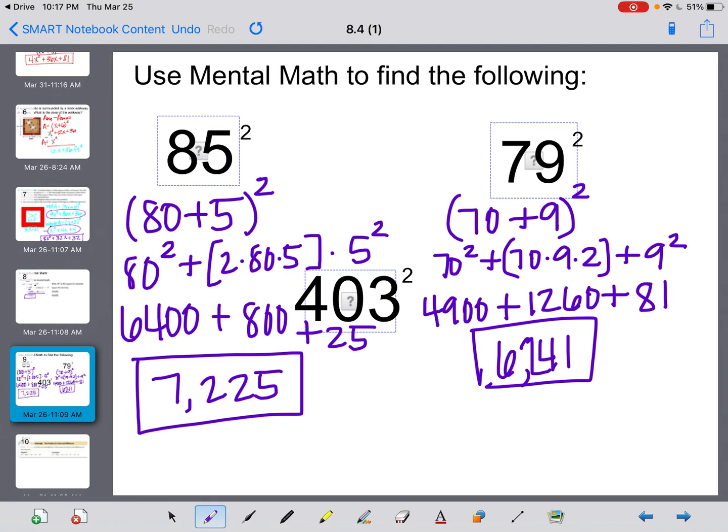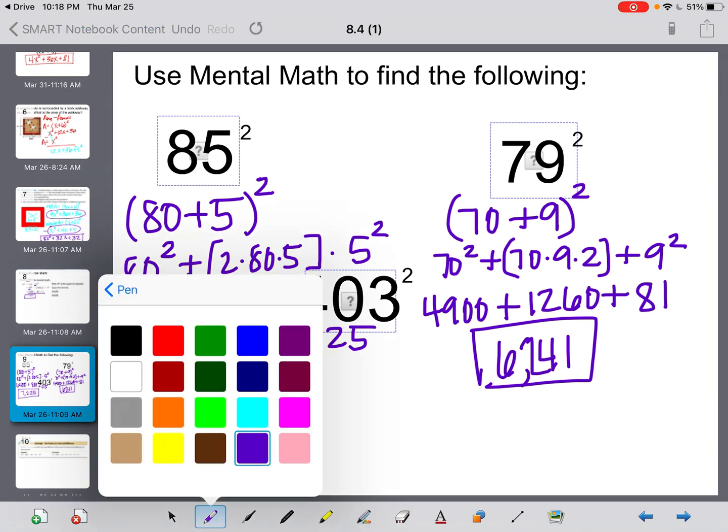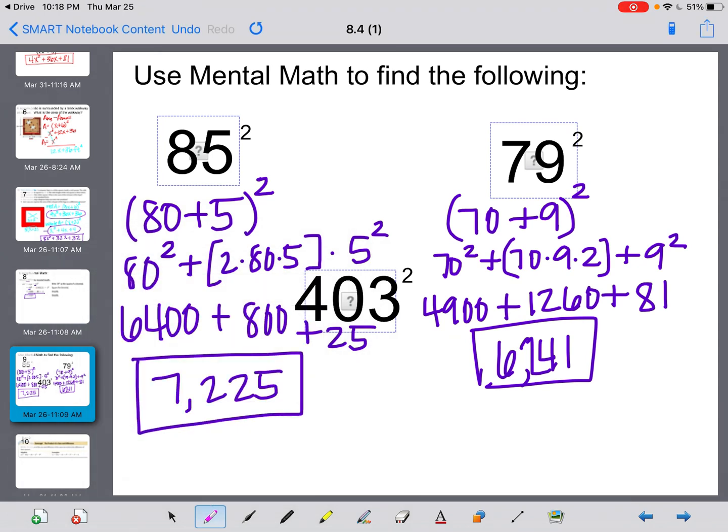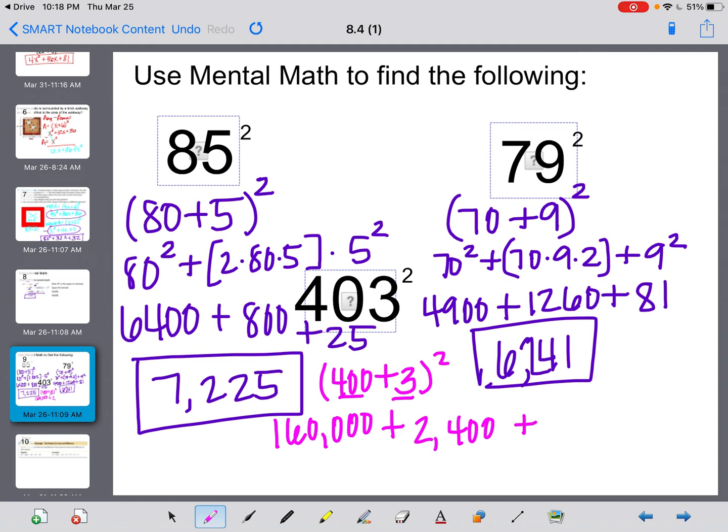Okay, with 403, it's totally up to you how you want to split that, but I did 400 plus 3. I'm going to run out of space here, but 400 plus 3 to the second power. So 400 to the second power is 160,000 plus 400 times 3 times 2, which is 2,400, plus 3 to the second power, which is 9. When I add all those together, I get 162,409.